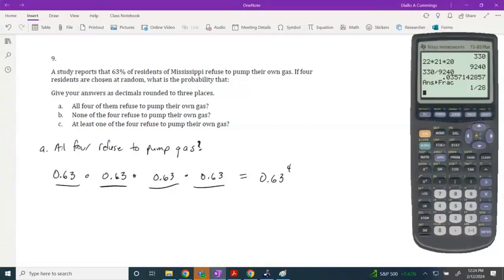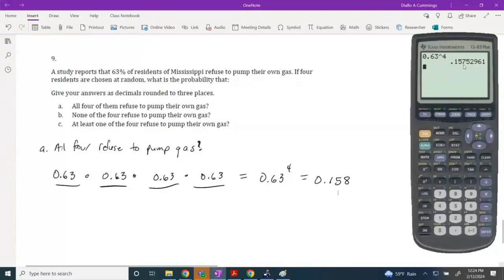So that's 0.63 raised to the fourth power. And that gives us a probability of 0.158. All right, because I'm rounding to 3 decimal places, I look at the third decimal place as a 7. I look 1 decimal place to the right. Since that's 5 or higher, I round that 7 up to an 8. All right, so that's A.